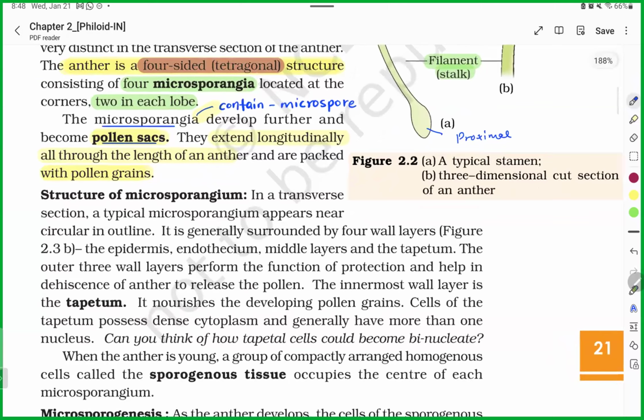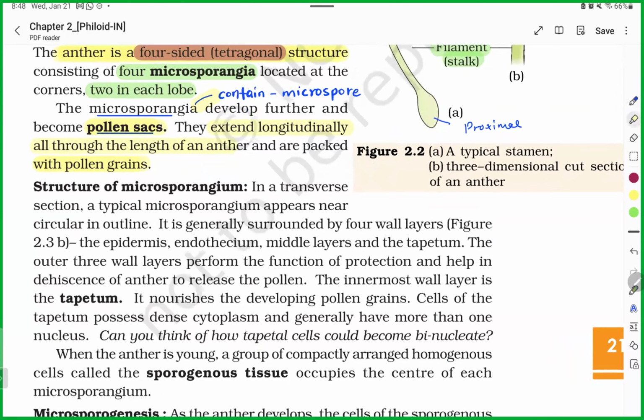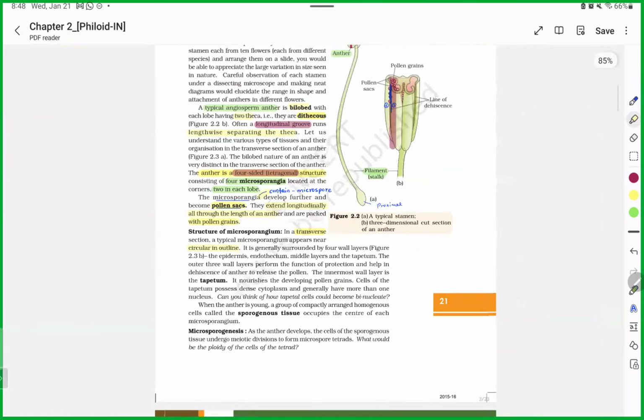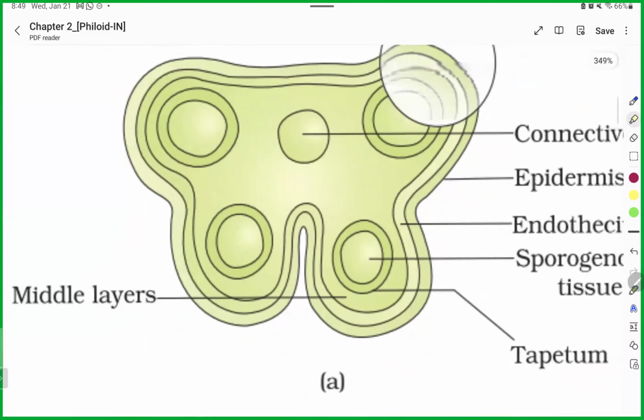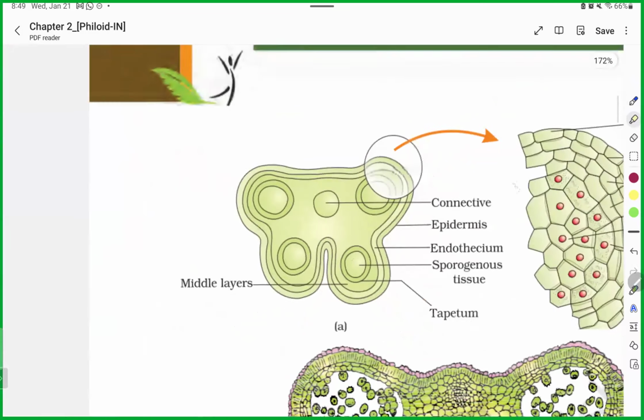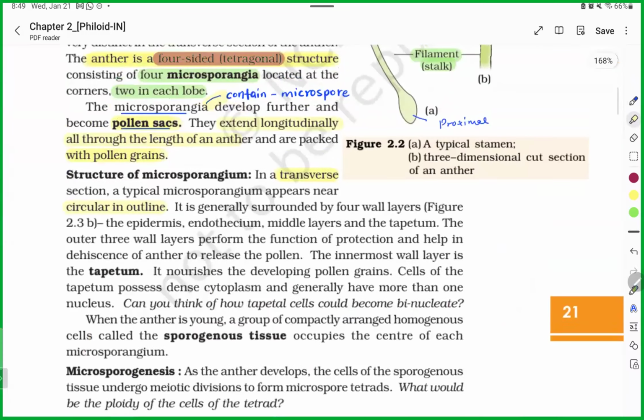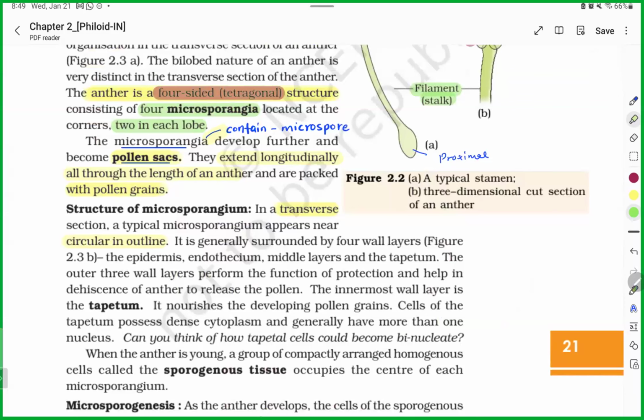Okay. Now when you study the microsporangium in transverse section, it looks circular in outline. How do we know? Look at the second diagram. It looks circular in the transverse section, a circular structure on the outside. It is generally surrounded by four walls, a total of four layers: outermost epidermis, second endothelium, third middle layer, and fourth tapetum.